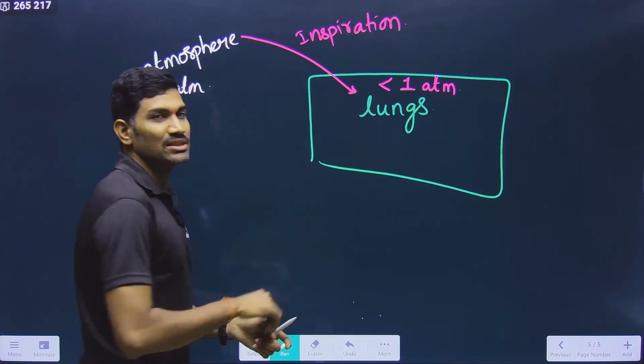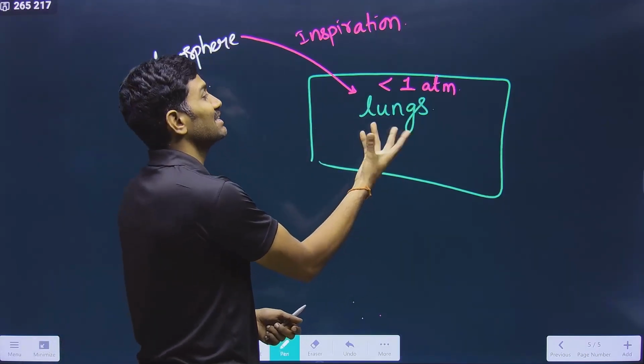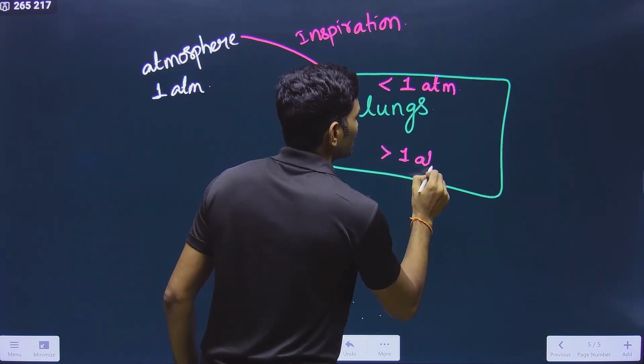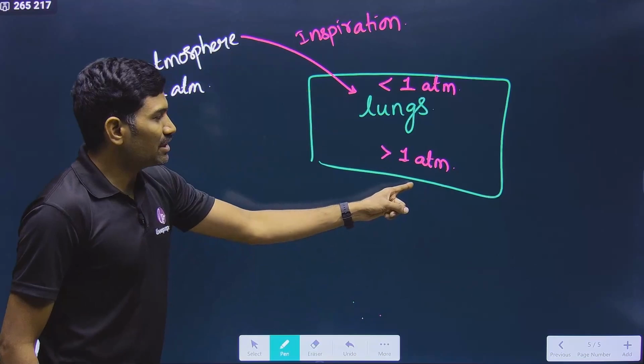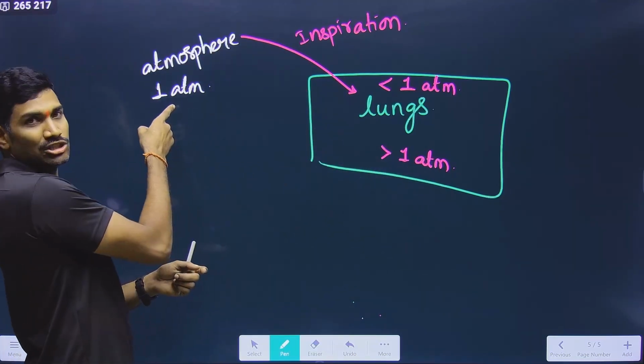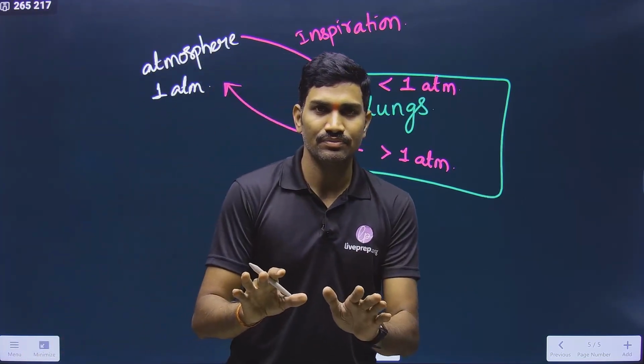After the inspiration, expiration will occur. Now the pressure of the lungs is changed. Changed means it is now more than 1 atmospheric pressure. Once it becomes more than 1 atmosphere, compare this one. Now here it is high, here it is low. So now expiration will occur. I hope now we understood this.